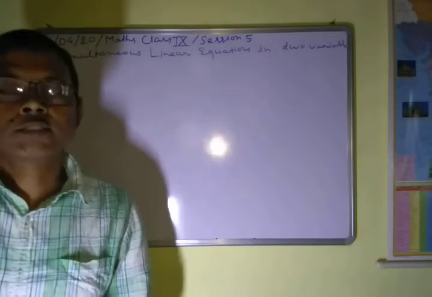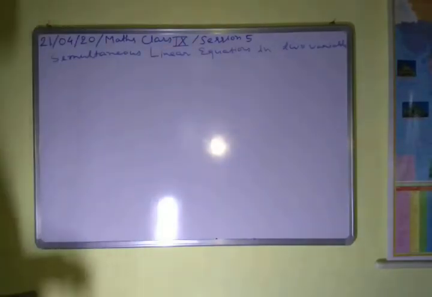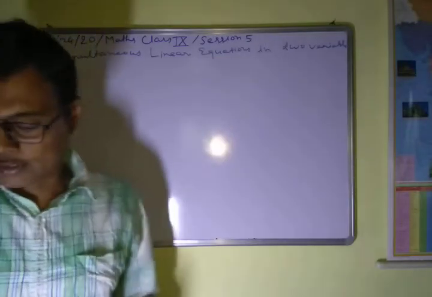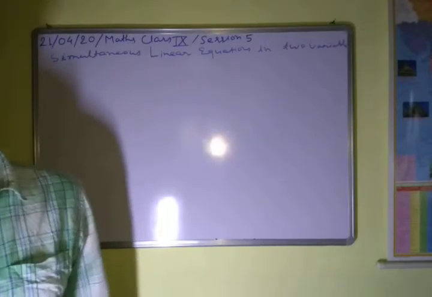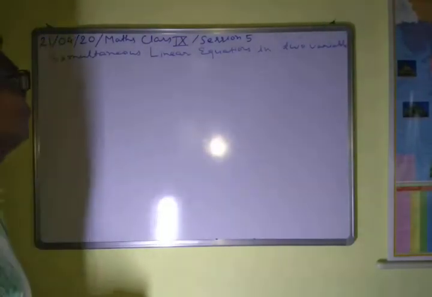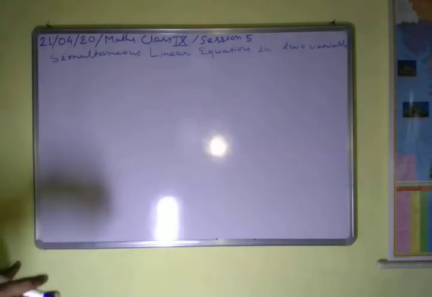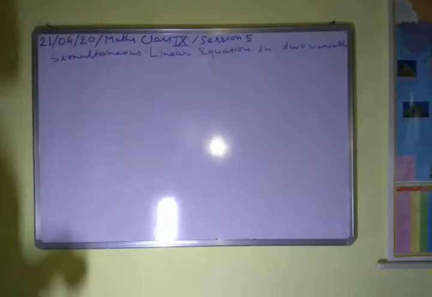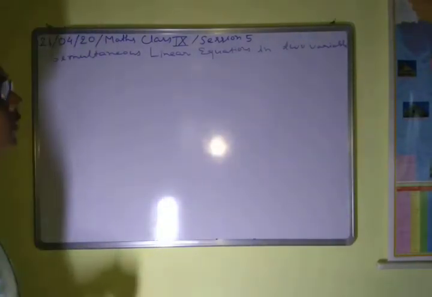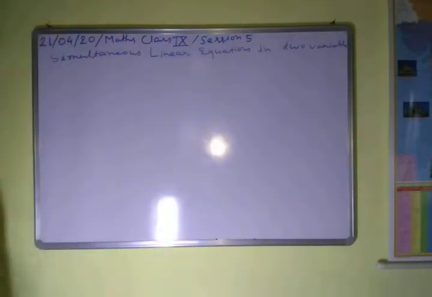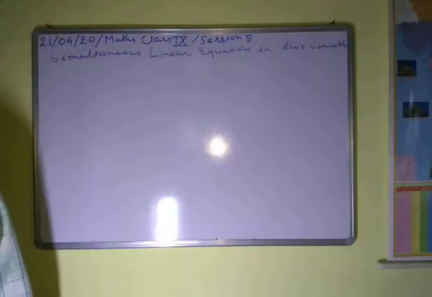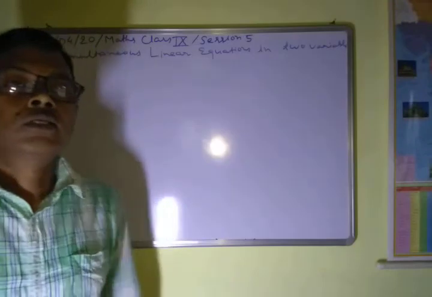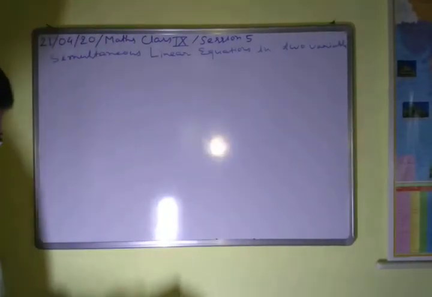So today in this class, I will explain the chapter simultaneous linear equations in two variables. In this chapter, you would have learned about linear equations in one variable, and here we are going to discuss linear equations in two variables. In this we will have two equations, and we will find the solution of these two equations graphically by using the graph.